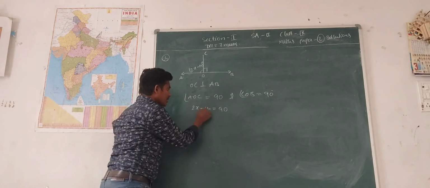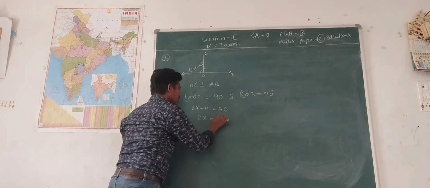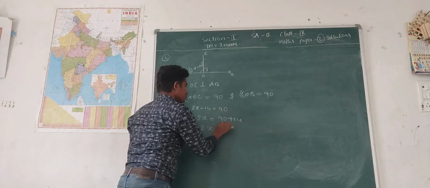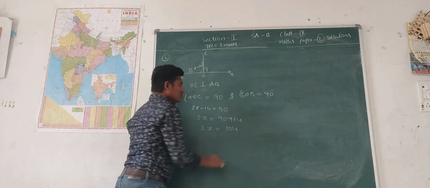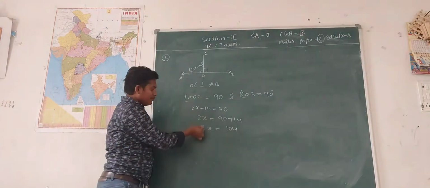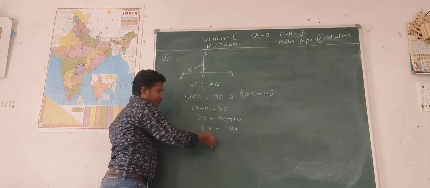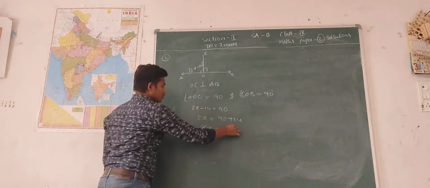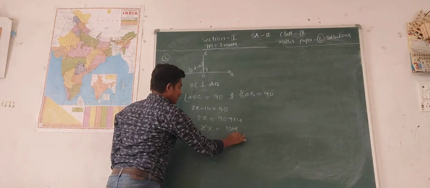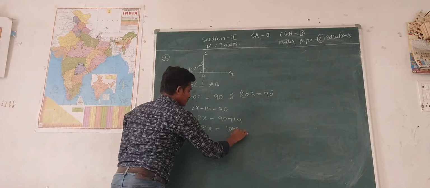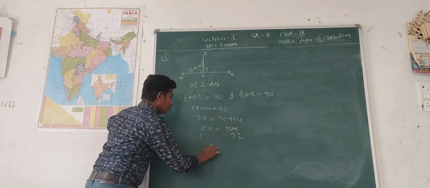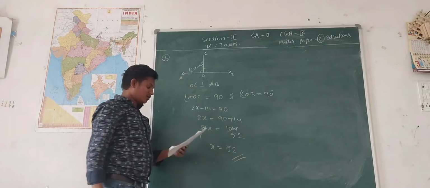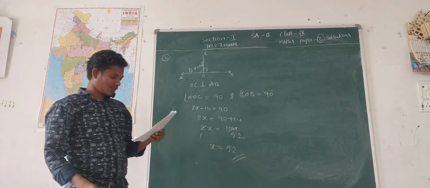So taking minus 14 to that side, this becomes 90 plus 14. Then 2x equals 90 plus 14, which equals 104. Taking 2 to that side, this becomes divide. Then 2 ones are 2, 5 twos are 10, 52s are 104. So the value of x will be 52. This is our final answer. Okay.